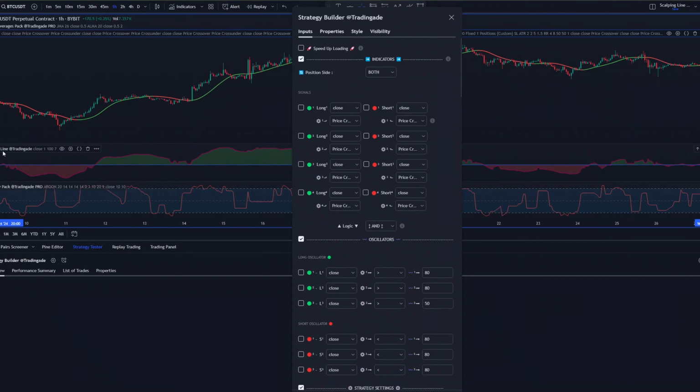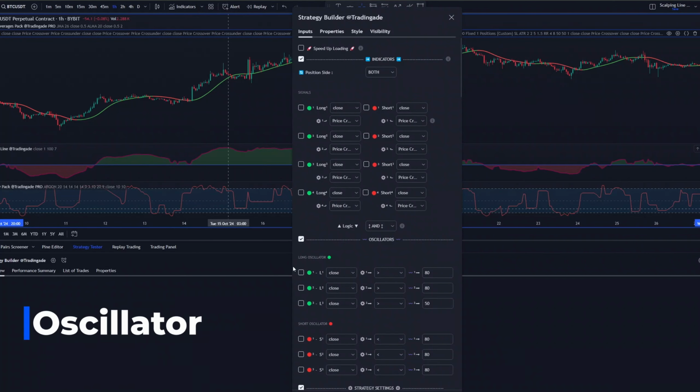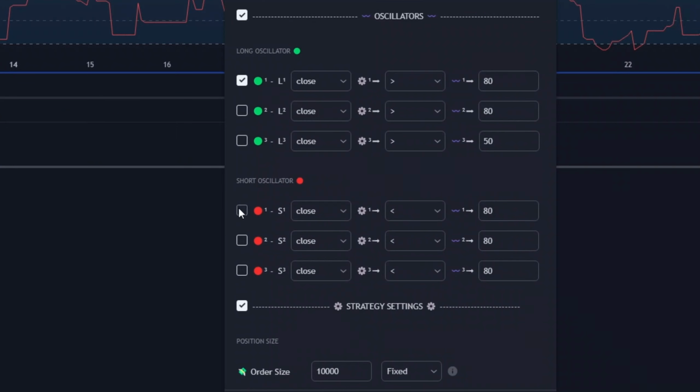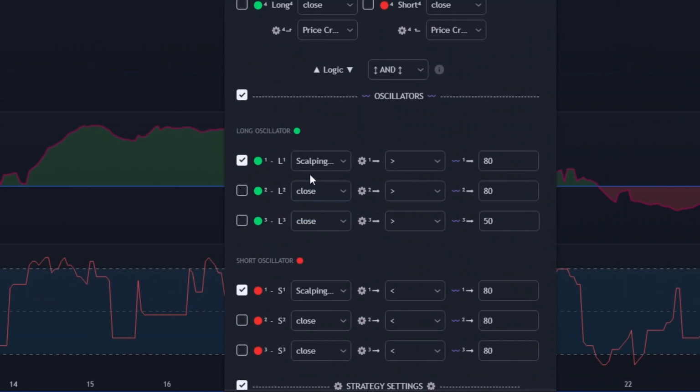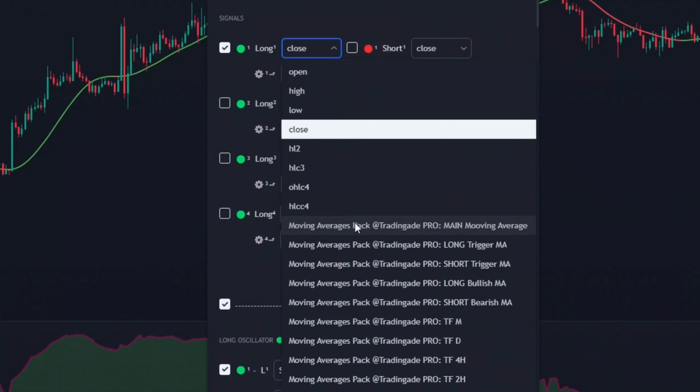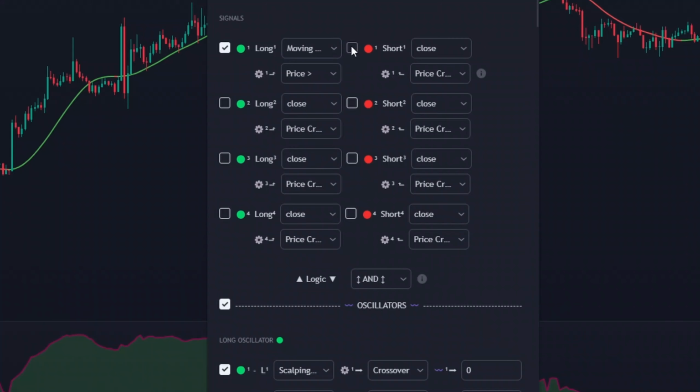The main entry signals are based on the scalping line, which is actually an oscillator. That's why we're gonna go in the oscillator section, we're gonna turn on one signal for long and one for short. We're gonna set scalping line for both signals. And for the long side, we want the scalping line that crosses over the zero line, the middle line, while for the short side, we want the scalping line that crosses under the zero line. That's cool. Then for our trend confirmation, we need the price that is above our main moving average, the JMA, while for the short side, we want the price that is below our main moving average, the JMA.